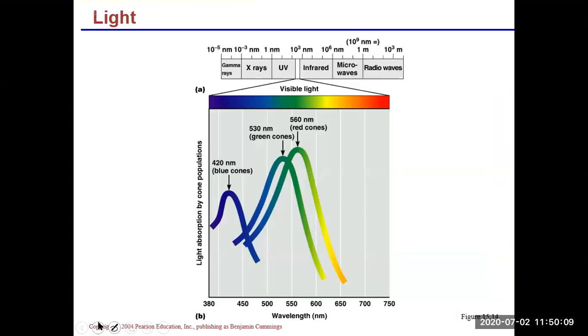As you know, there are three different types of cones: blue cones, green cones, and red cones. Having functional cones is important because it gives us the ability to see all the rainbow colors. Now, if one of these cones is malfunctioning or not working properly, you may not be able to see certain colors.